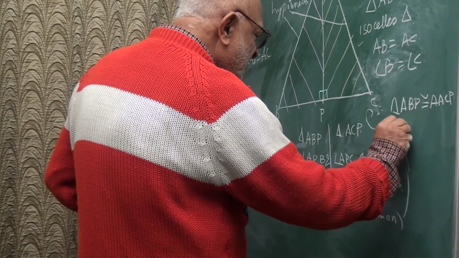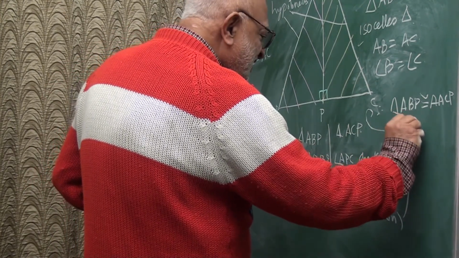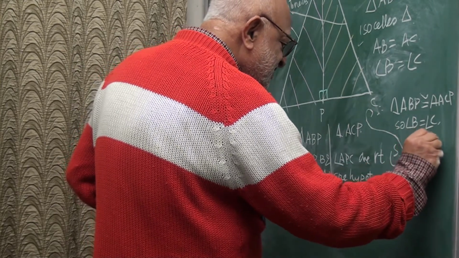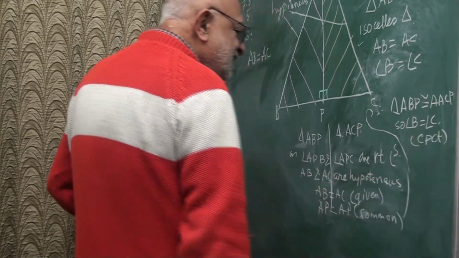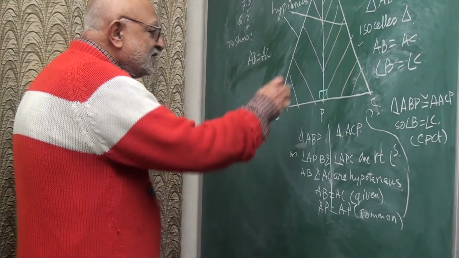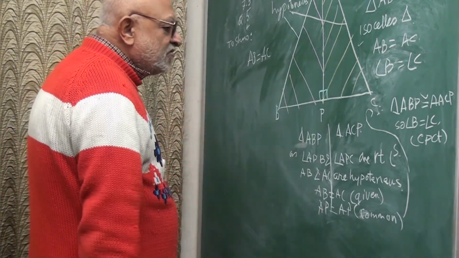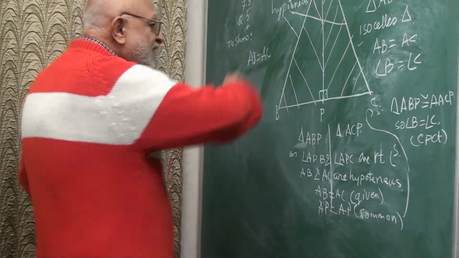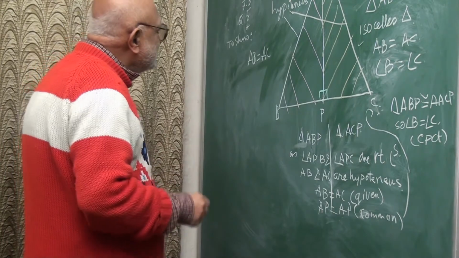So angle B is equal to angle C, by CPCT. This is done. Simple. Even though I thought they wanted to prove these two triangles are congruent, which is done, this whole thing is over. So we have completed exercise 7.3.